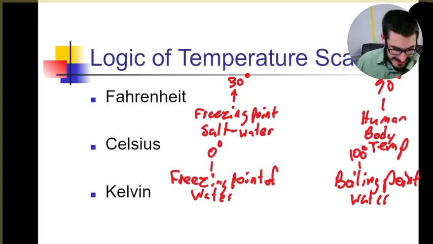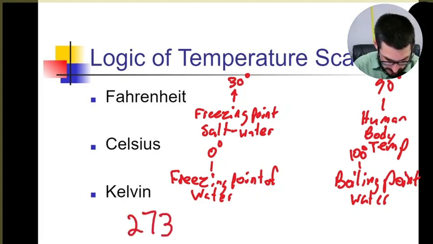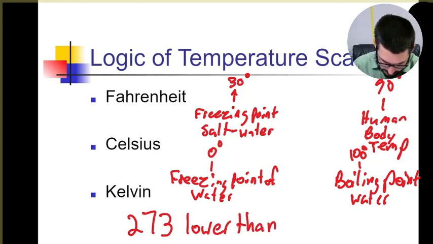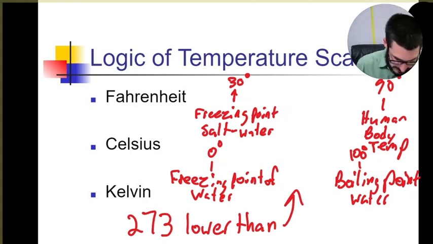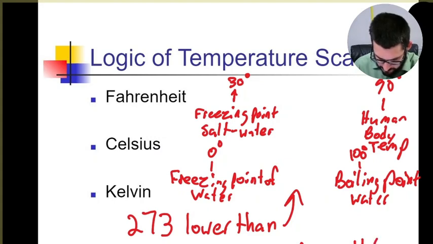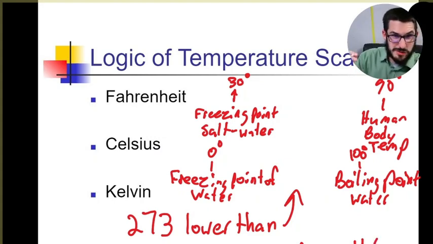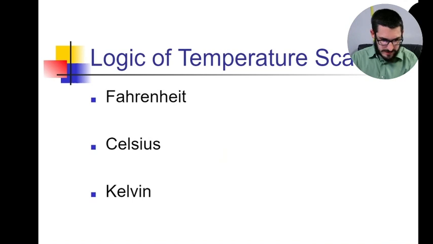And then Kelvin does the same thing with water being the thing that bases it, but it is going to be 273 lower than Celsius. The reason is because Kelvin wants 0 Kelvin to be the lowest possible temperature. Okay, so that's the thinking behind those 3 sets of temperature scales. So we need to be able to kind of talk through that a little bit.